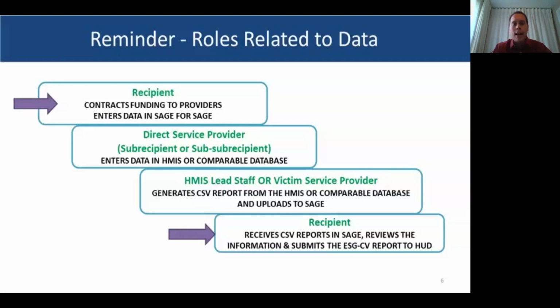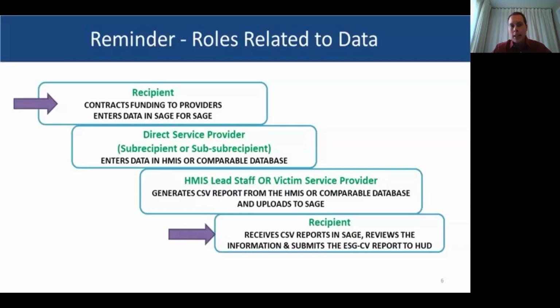Subrecipients do not have to do any reporting. They just collect the data. The one exception is if they're victim service providers. Victim service providers are acting as they always have under ESG. They will be collecting the data and submitting a CSV through a comparable database, just like normal. That's to ensure we're compliant with VAWA and other requirements. So we have the recipient who's setting up the bundles. We have subrecipients who are just collecting the data.